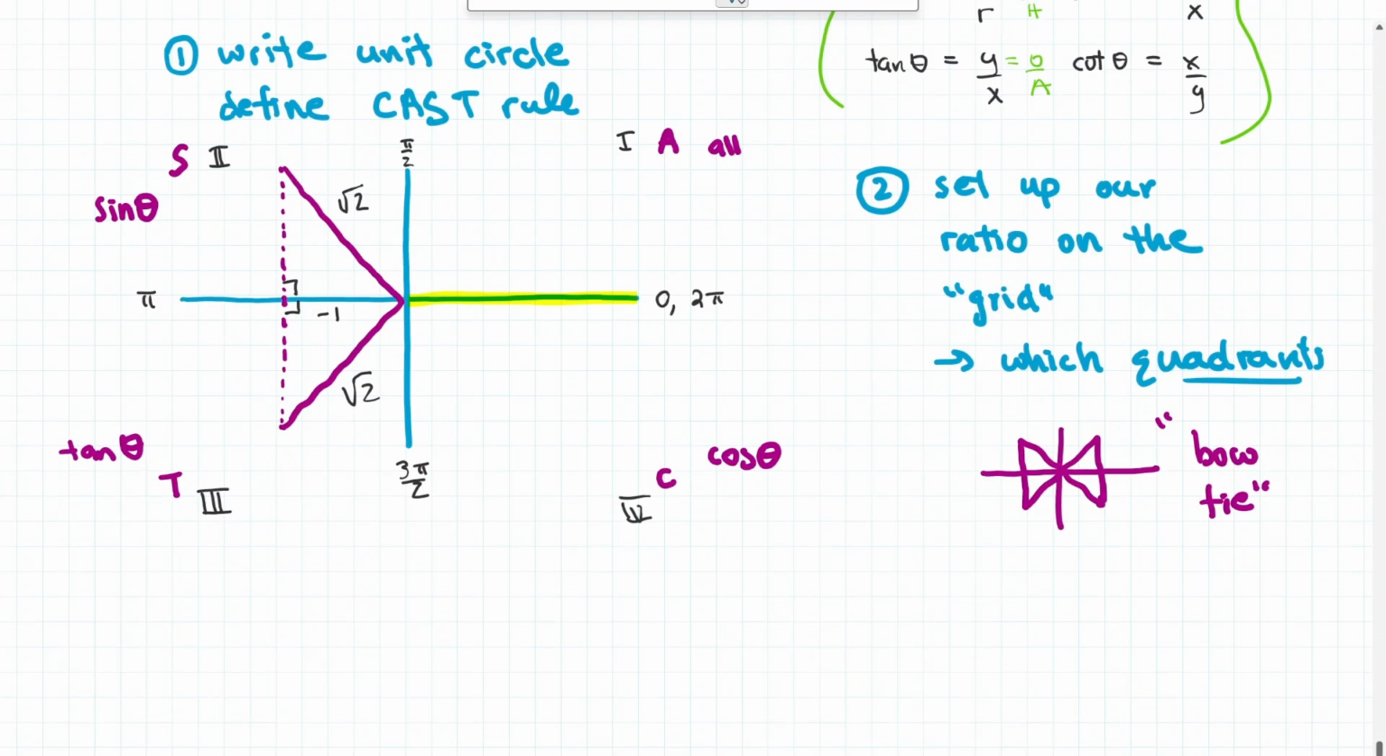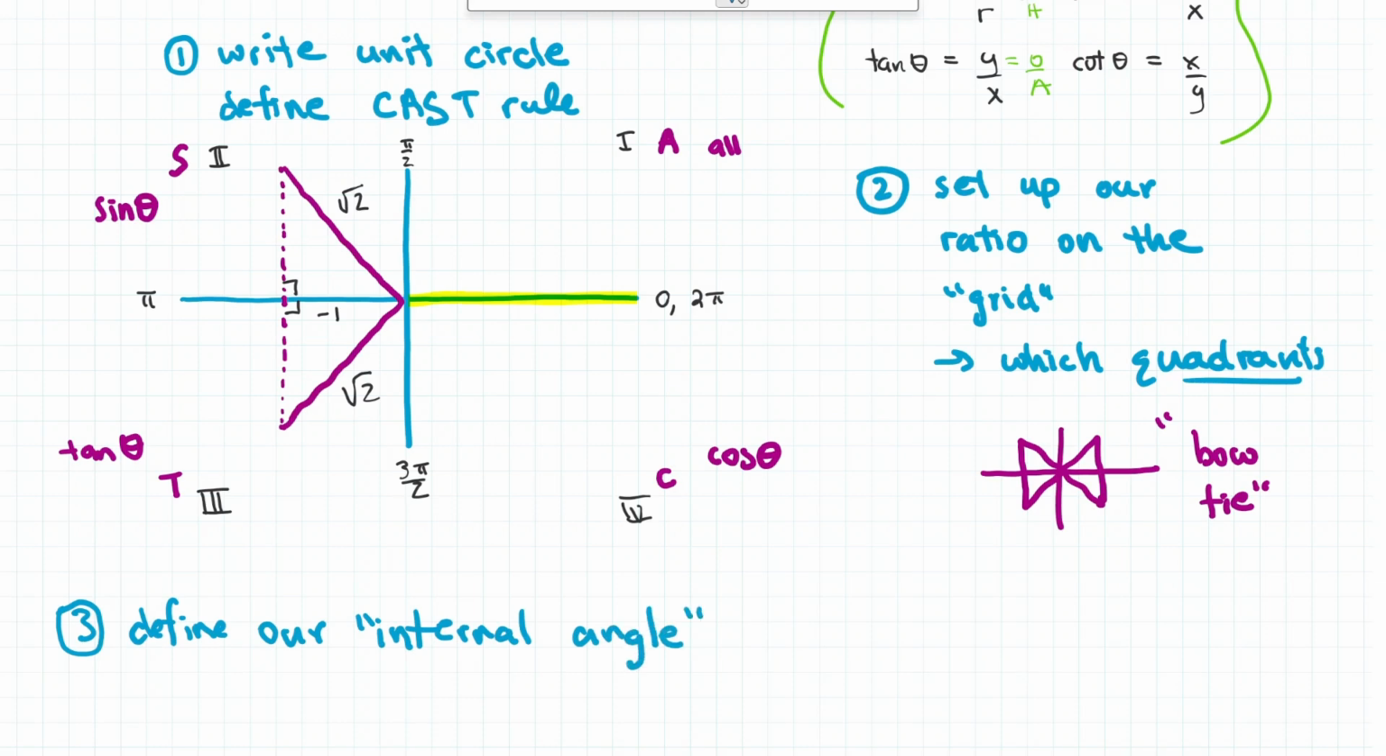So next, step 3, we want to define what I'm going to call our internal angle. The internal angle is going to be the one that's found within our triangle. So this angle over here and this angle right over there. This is where we might need to use special triangles. If we have a special triangle, then we definitely want to use that to help us find an exact solution. If you don't have a special triangle, you might have to use something like Pythagoras theorem, or you might just have to use your calculator to plug in the ratio.